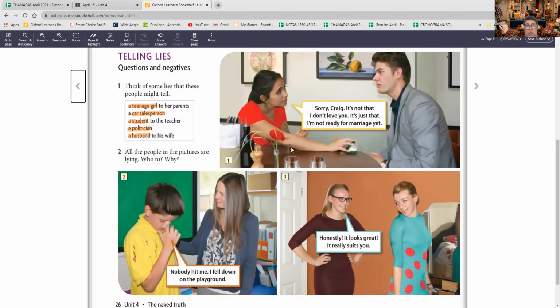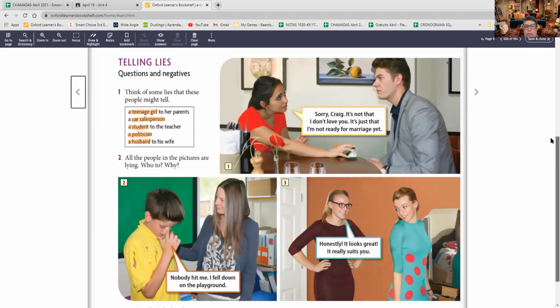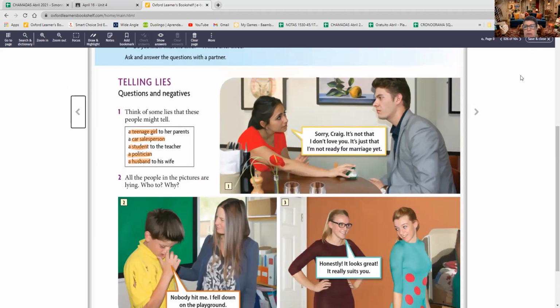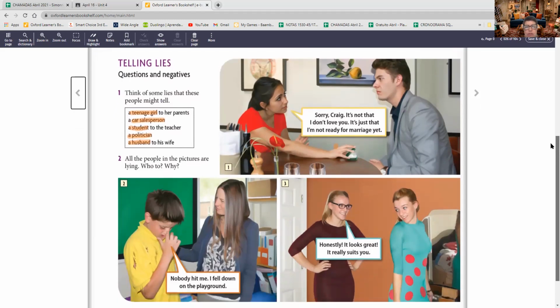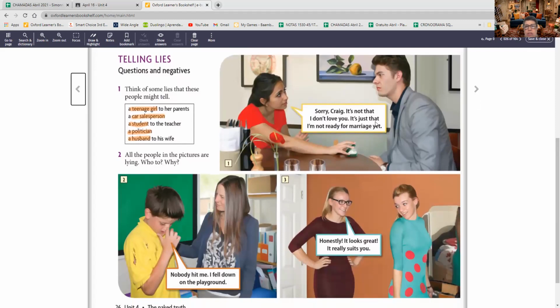We saw that previously, and then we saw some examples. All the people in the pictures are lying. The question here is who to? Who are they lying to? And why? I don't know if you remember that first page, but I can show you briefly so you know the situations. Sorry, Greg. It's not that I don't love you. It's just that I'm not ready for marriage yet.